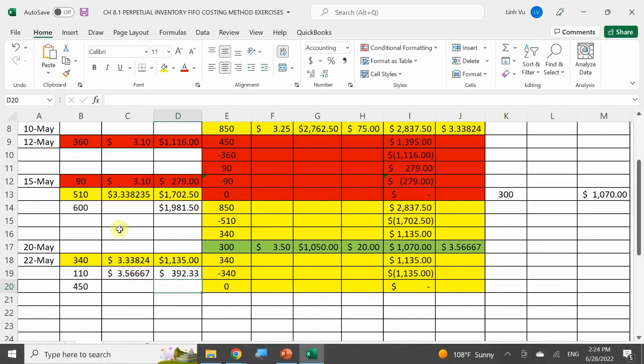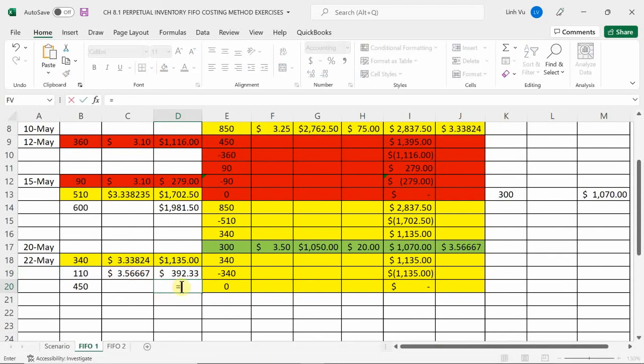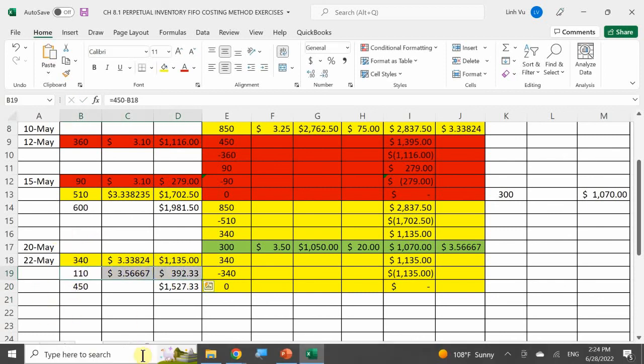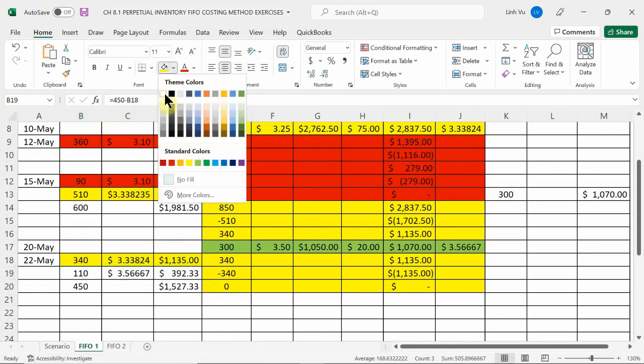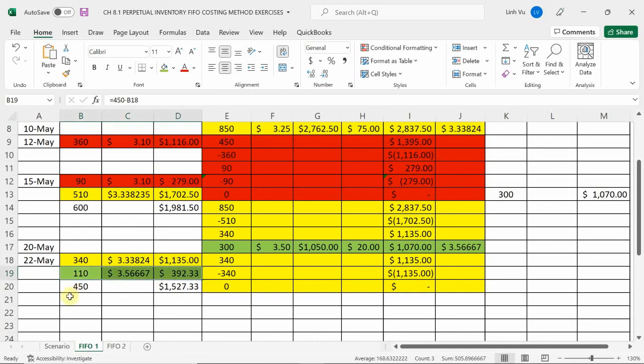Okay, good. All right, and if I add these up together, my grand total cost to sell 450 units is going to give me a total of $1,527.33. Okay, and again, this is my green batch of inventory.